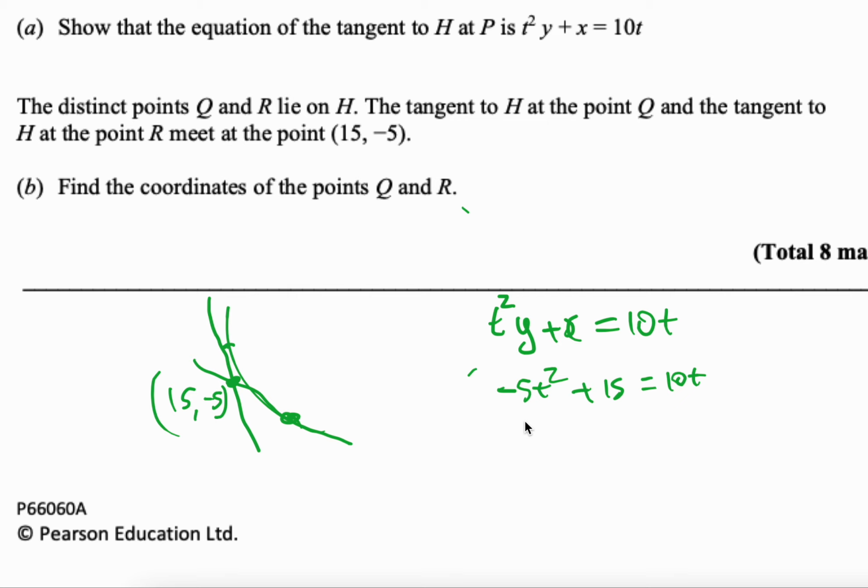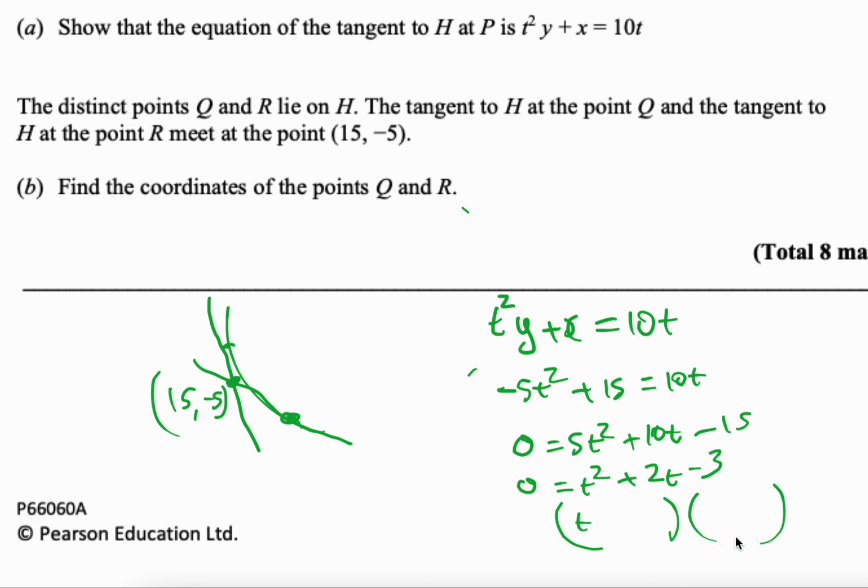So put everything on the right hand side. You get 5t squared plus 10t minus 15, divided by 5. So it's going to be 3 and 1, plus and minus. So t equals 1 or minus 3.